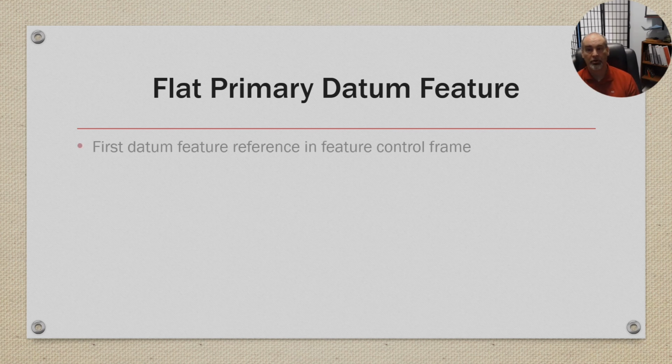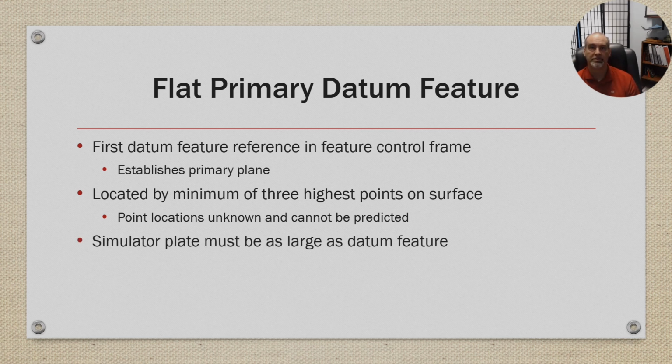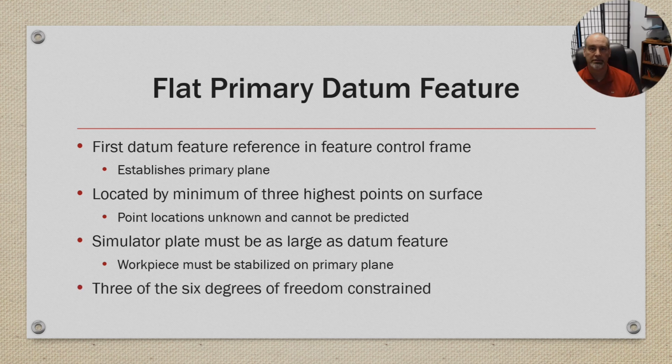Okay, typically flat primary datums. The first datum feature is referenced in the feature control frame. So typically that's your first one. It establishes the primary plane, and it's located by a minimum of 3 highest points on a surface. And the point locations are unknown and cannot be predicted. Then a simulator plate must be as large as the datum feature, and the workpiece must be stabilized on that primary plane. 3 of the 6 degrees of freedom are constrained, 1 translational and 2 rotational.